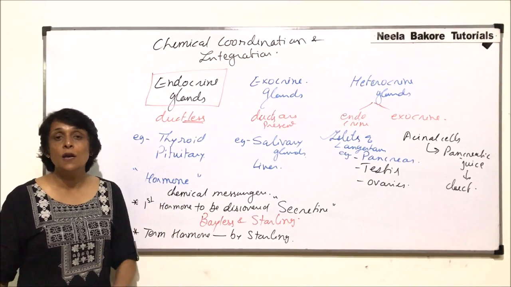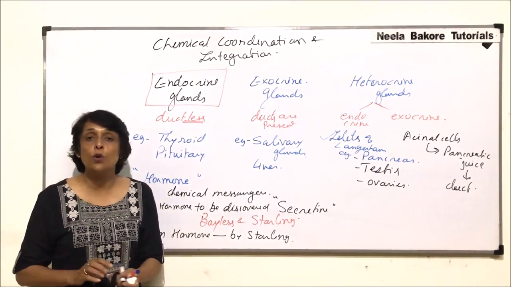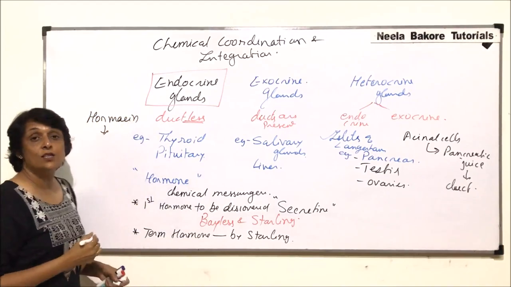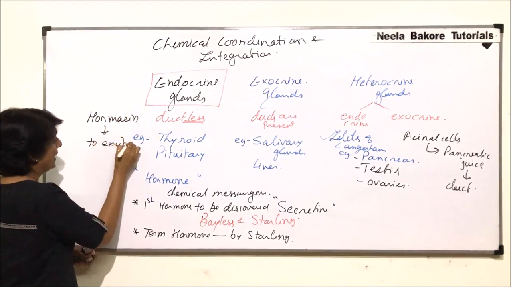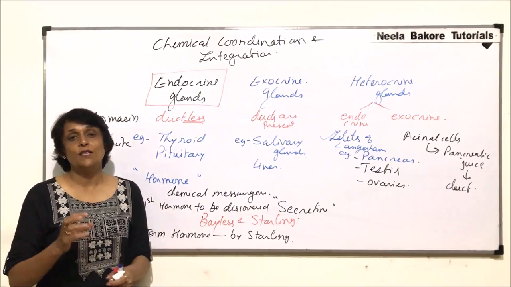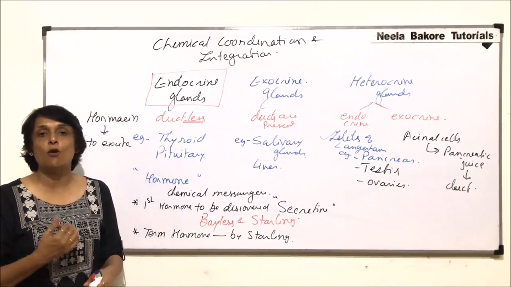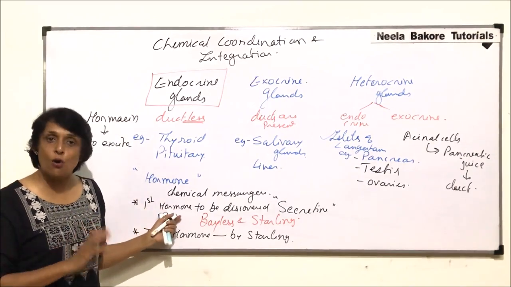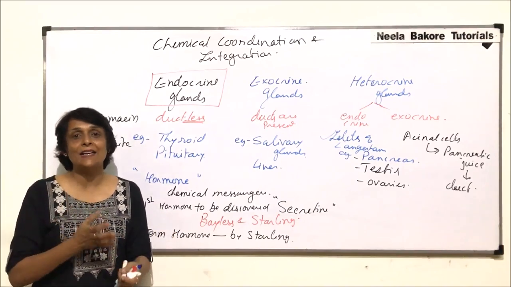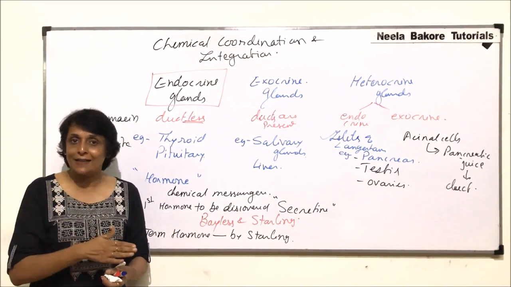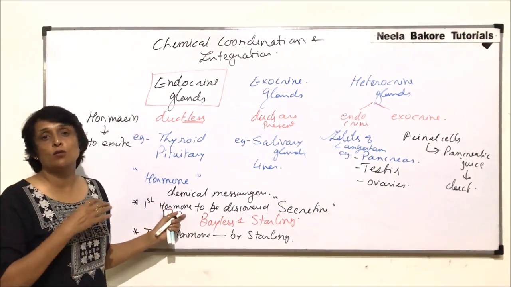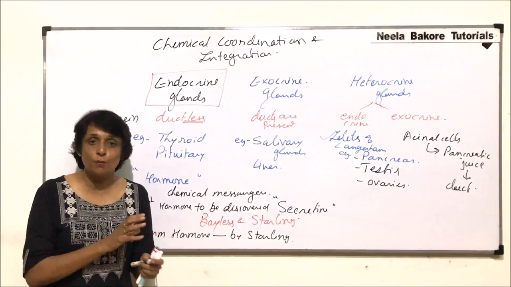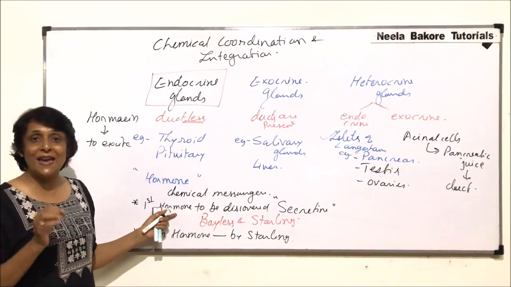The name hormone is from the original root word which is hormane. Hormane means to excite. So it was believed that these are the chemicals which actually excite a particular gland or an organ for a particular function. But this actually nowadays is a misnomer, because there are so many hormones and their activities which are sort of inhibitory. They bring down the activities. But this term is commonly used. We still use it, but we have to still understand the meaning of the term. So hormone means to excite.